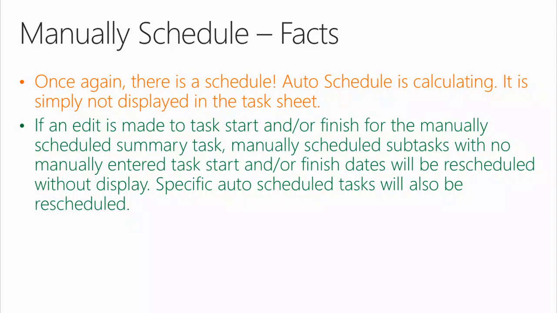If an edit is made to task start, end, or finish for the manually scheduled summary task, manually scheduled subtasks with no manually entered task start, end, or finish dates will be rescheduled without display. Remember that survey? I like manually scheduled mode because nothing else changes? Not true. Specific auto-scheduled tasks will also be rescheduled. We don't have time to go into all this today. But if I had to, I could pull Project up here and prove to you that this concept that in manually scheduled mode, if I key something, nothing else changes, is not even close to the truth.